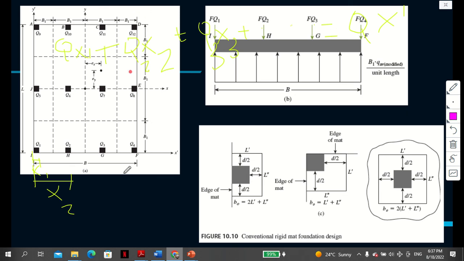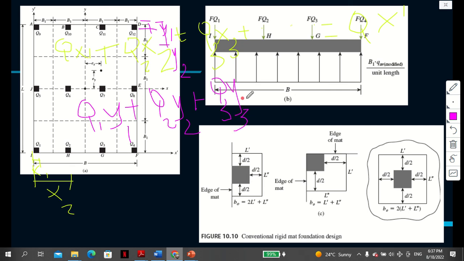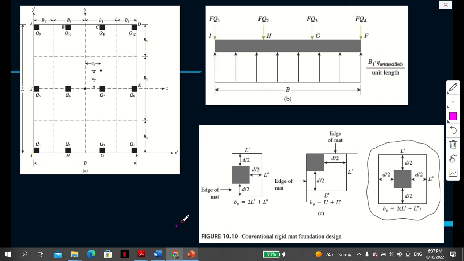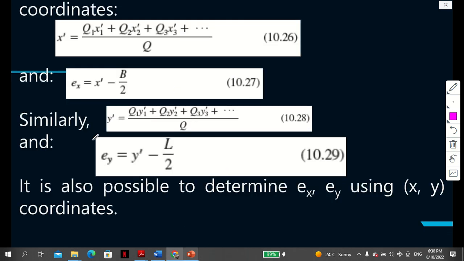The same thing now in the y direction. So from there, this is y1 and y2, something like this. So it could be q1 times y1. You should already know this from physics. q2 times y2, q3 times y3, plus all those things equals q times the y prime. That's what we are saying. So just to find the centroid. That's all we are trying to do here.